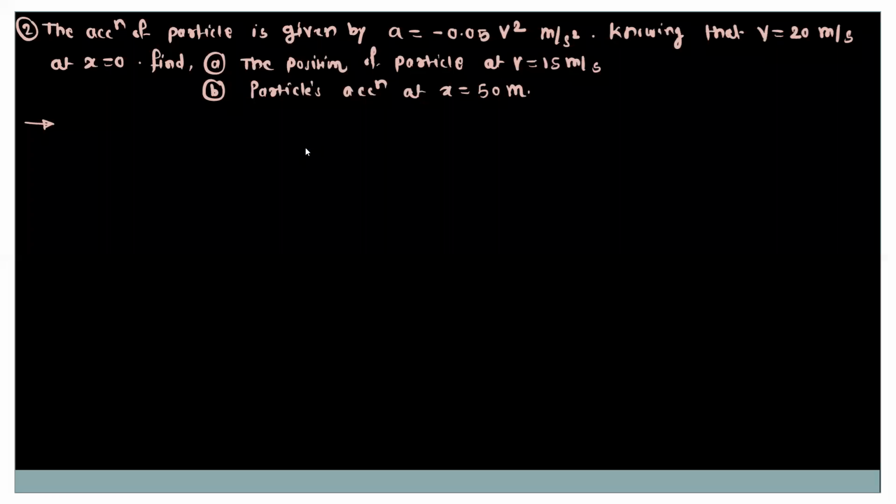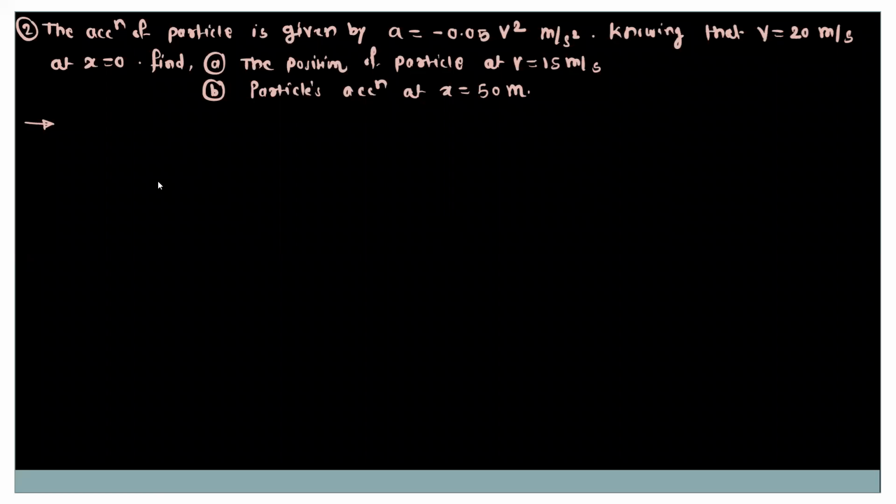Refer the second problem. In this problem, the acceleration of the particle is given by a = -0.05 v², and the condition given is v = 20 meter per second at x = 0. Then find, first, the position of the particle at v = 15 meter per second, and second, the particle's acceleration at x = 50 meter.